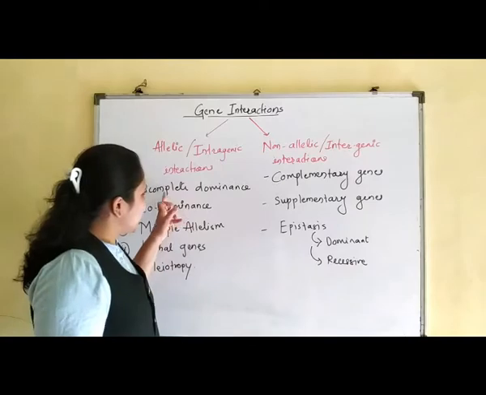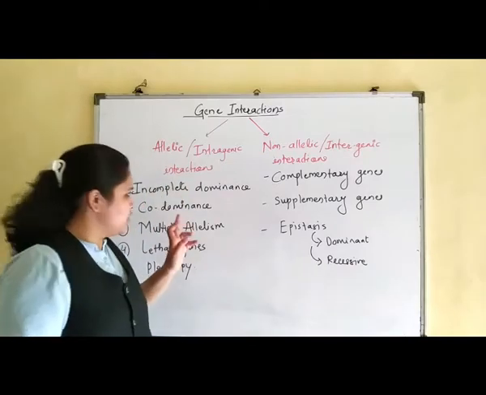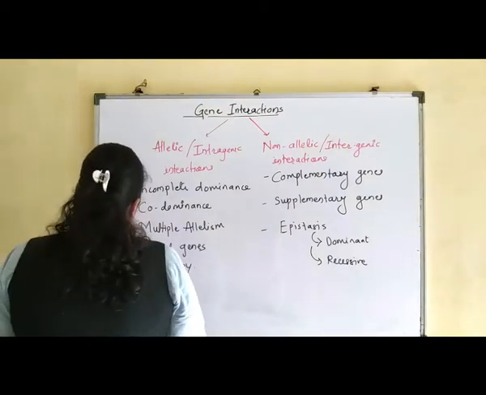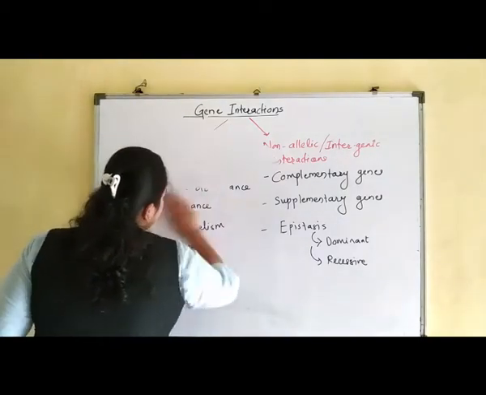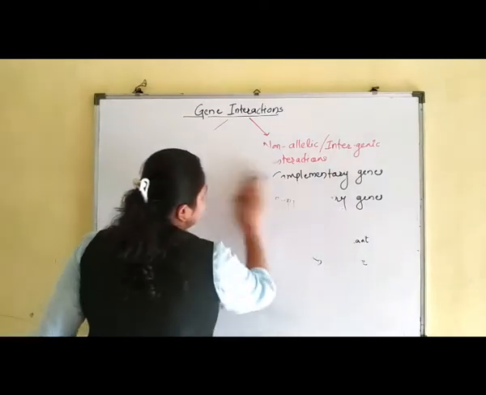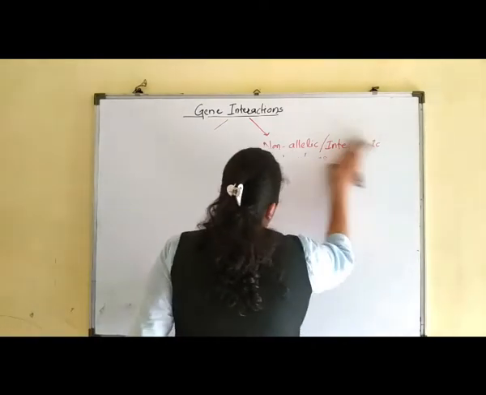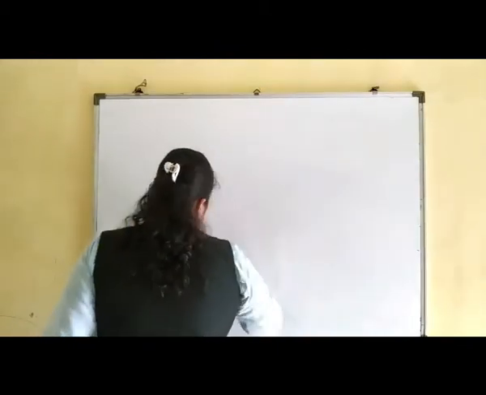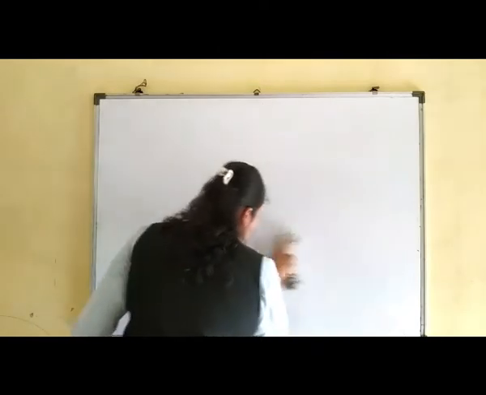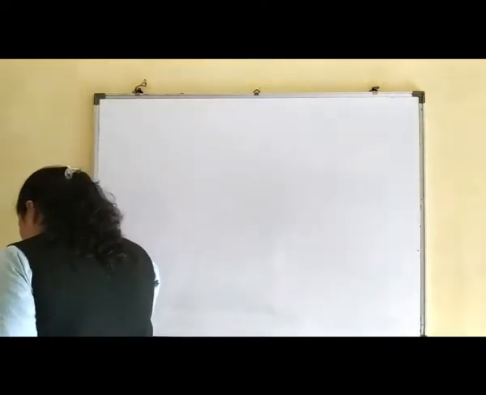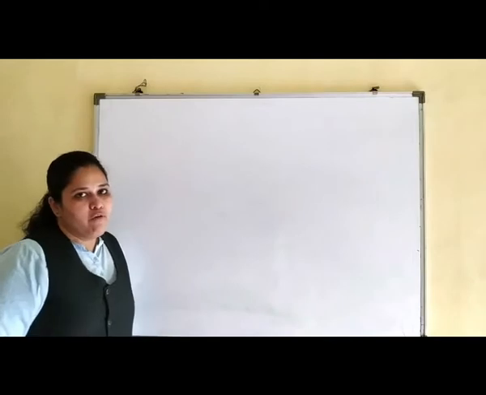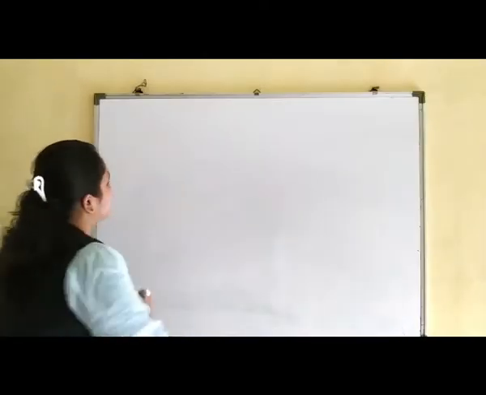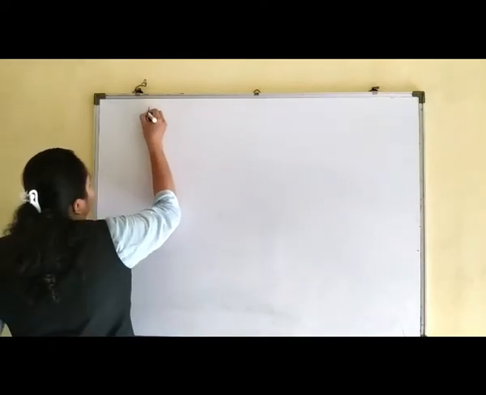Now let's start the first example of allelic interaction, that is incomplete dominance. We are going to study all these concepts. Very few concepts from this are there for your theory. All concepts are not there for the board. So wherever it comes, I will tell you which part you have to prepare for the board also. Now let's start the first one, that is incomplete dominance.